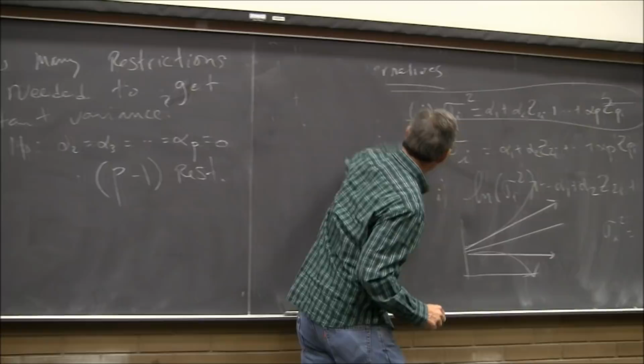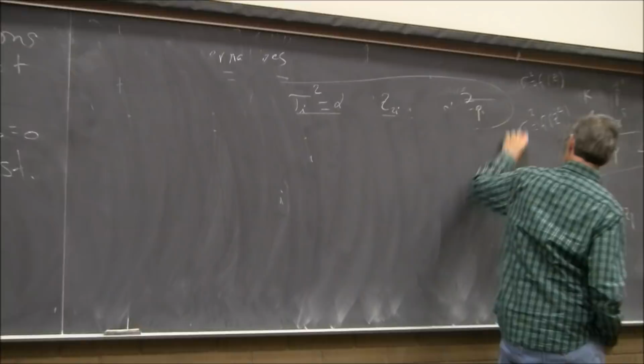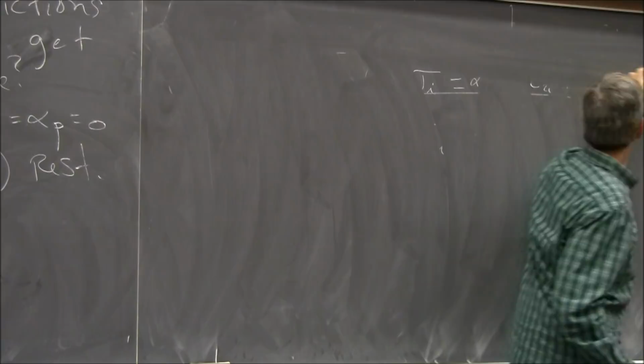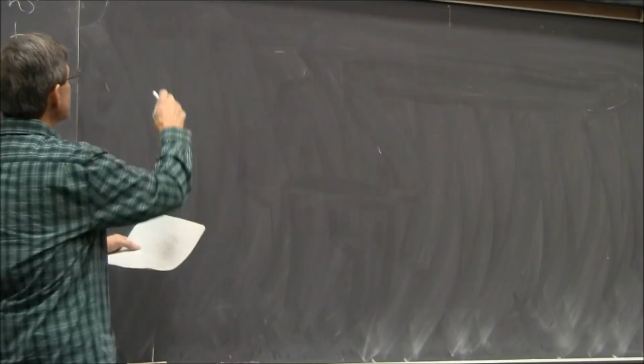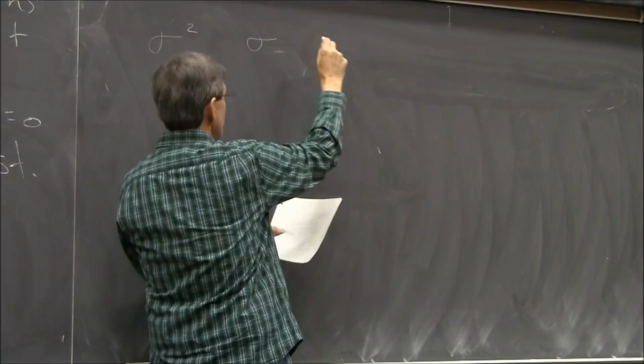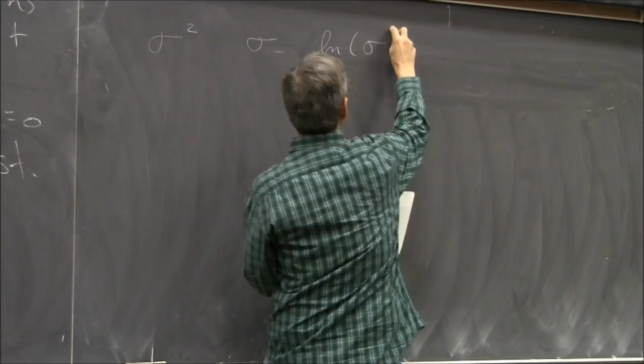One last thing. How to test for it. In each of those three cases, you need an estimate. The first case, you need an estimate of sigma squared. In the second case, you need an estimate of sigma. And in the third case, you need an estimate of the log of sigma, because those were our three models.